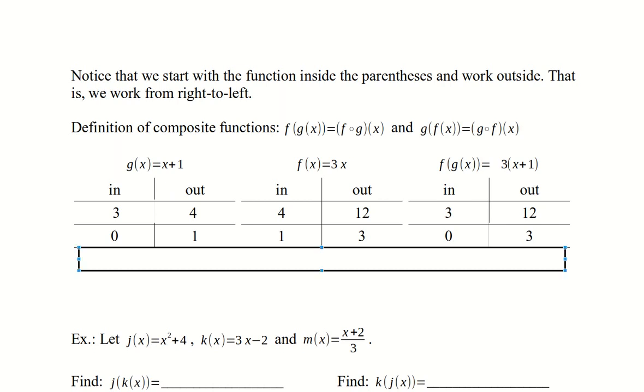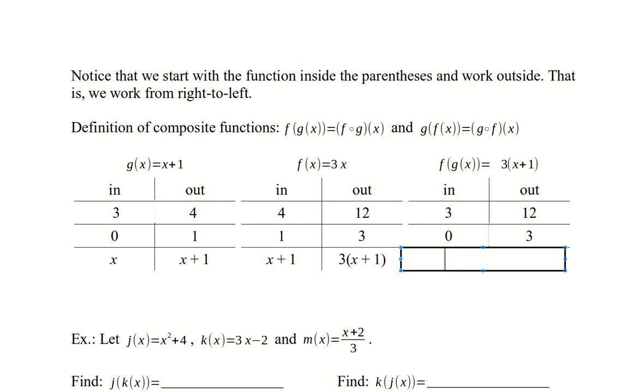Now let's look at this with algebraic symbols. So let's put an x into g. Well, g says to add 1, so that means we're adding 1 to x. There's x plus 1. We're now going to make that the input into f, so there's x plus 1 being put into f. That's going to multiply it by 3. And notice that's exactly what the rule f of g of x does. It takes the input x and adds 1 and then multiplies that by 3. So the exact same thing.